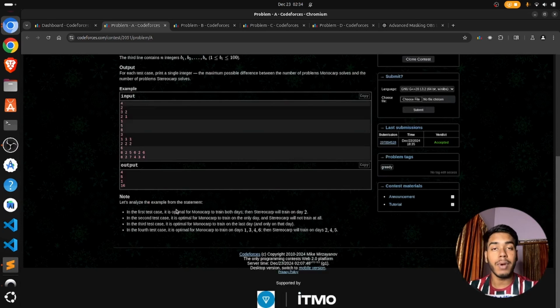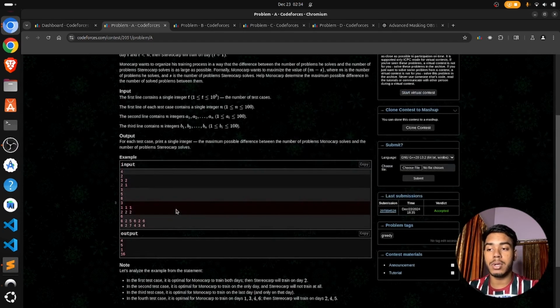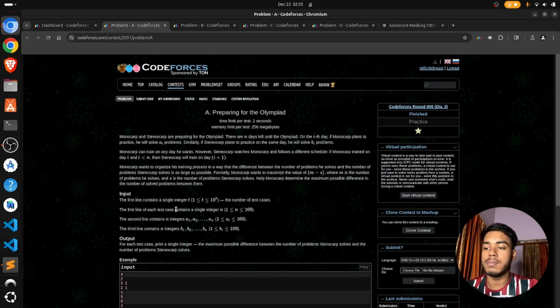But what is the catch here is that Stereocarp doesn't solve his number of problems on that same day. He watches Monocarp. Bro thinks he is the chosen one, the main character, but he is not. The main character is our Monocarp. He will choose optimally so that the difference between their solved problems is as high as possible.